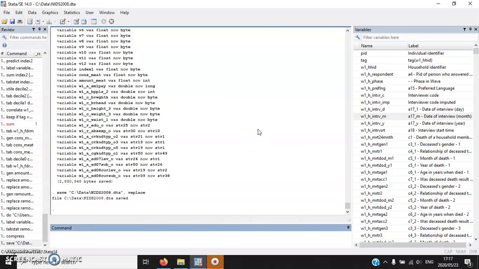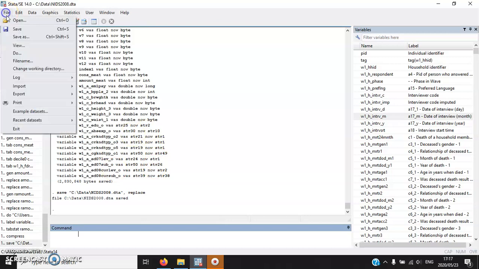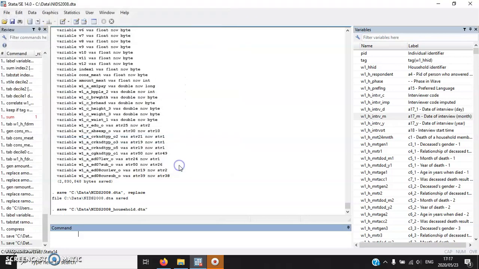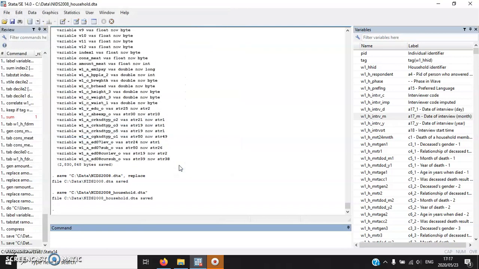Let's say you want to keep it as household level file. I actually saved it in a hurry, okay? Because originally it is a person level merge file. Okay, I made an error. I should have saved it as a different name. I should have saved it as needs 2008 household level, something like that. Okay. So we learned a lesson. You learned a lesson from me. Don't rush to run the command.